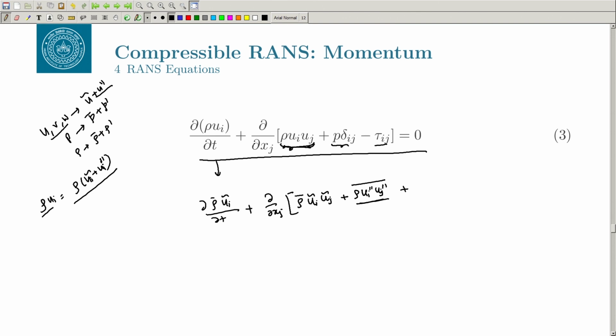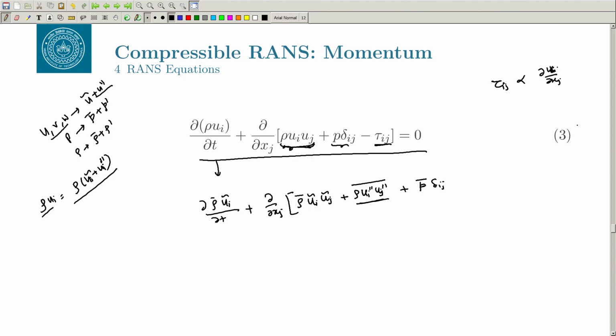This is the Reynolds stress term that is appearing here. Pressure is nothing but P plus P prime, and then you are taking the mean of that, so this will become P bar delta_ij. Now, there is a problem with the tau_ij. Why is it a problem? Because tau_ij is proportional to the velocity gradient del u_i by del x_j, and there is no rho multiplying it.